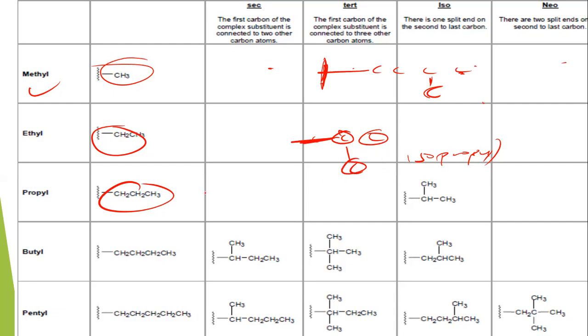Good. Now, if I talk about sec, we are seeing that with sec, the first carbon of the substituent is connected to another carbon atom. So sec is secondary, right? If this is the parent chain, and this is attached, the first carbon here is attached to other carbons. If there's one split on this first carbon, which is attached to the parent chain, then we call it sec. So I can ask you to write sec-butyl.